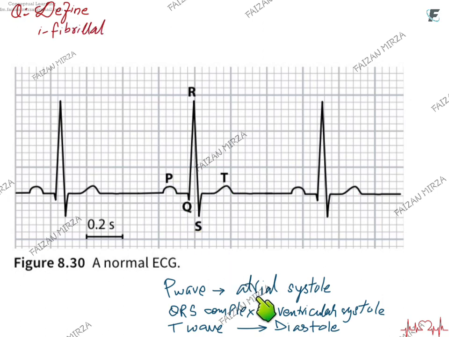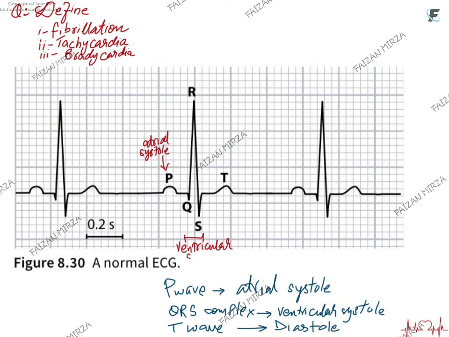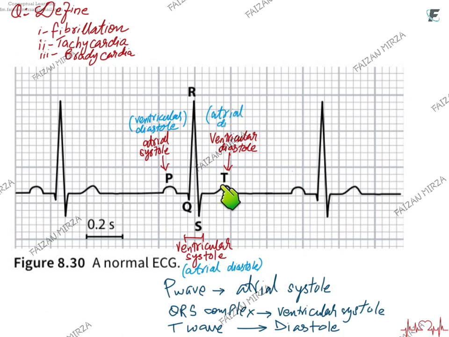The P wave refers to the atrial systole, the QRS complex shows the ventricular systole, and the T wave shows the diastole of the heart. These three terms, fibrillation, tachycardia and bradycardia, are worth noting if you are interested in the physiology of the heart and some very basic pathogenesis. So this is the atrial systole, as I told you, and the QRS complex is the ventricular systole, and this is ventricular diastole, as we already discussed. When atrial systole is occurring, the ventricles are in diastole. When ventricular systole is occurring, the atria are in diastole. When the ventricles are in diastole, the atria go into diastole again.